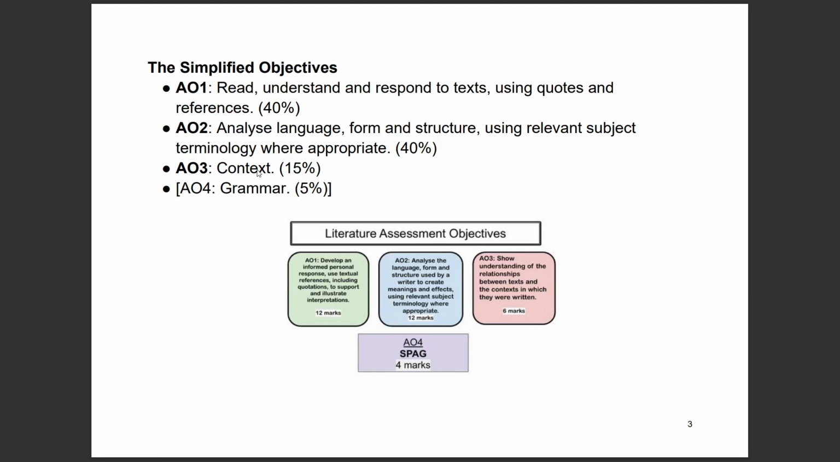Context means everything that's not inside the text itself. So it could be about the writer, it could be about the society. But remember, with the writer, it's not about just biographical information for the sake of it. You will only get marks if it's something that affects their writing.